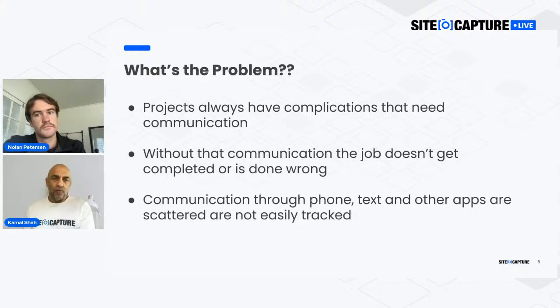And the third problem is that when it does come time to communicate, communication happens through phone or text and a variety of other apps. There's so many different ways you can communicate. That communication gets scattered and it's hard to track it. So it could be a phone call, a text message through iMessage, or maybe WhatsApp, or some other way that they're communicating, and all that is scattered.